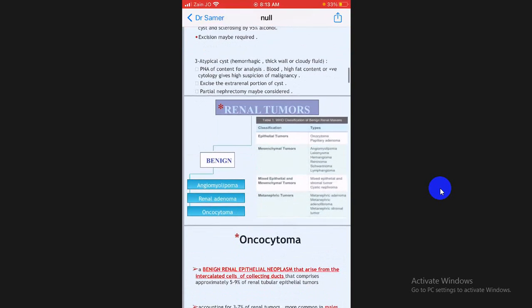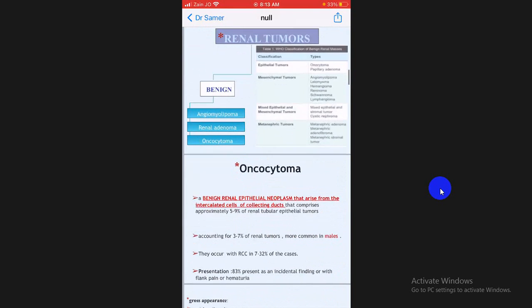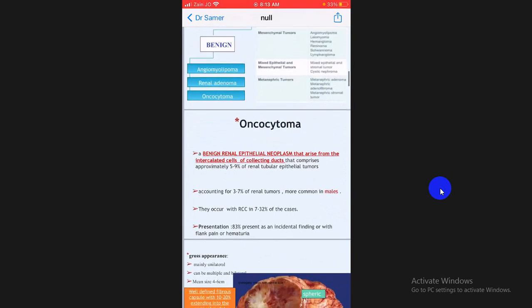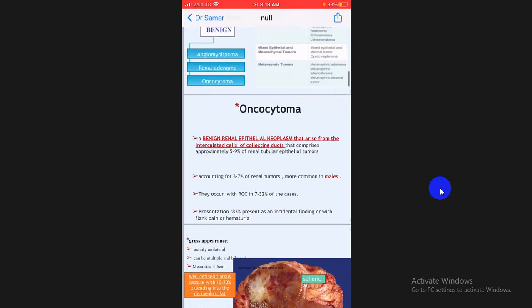Now renal tumors we divide into benign and malignant. Among the malignant we will talk about one, renal cell cancer, and among the benign we will talk about the most common important benign renal tumors, to start with oncocytoma. Oncocytomas are benign renal epithelial neoplasms that arise from the intercalated cells of the collecting ducts.